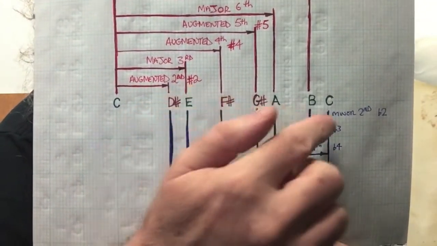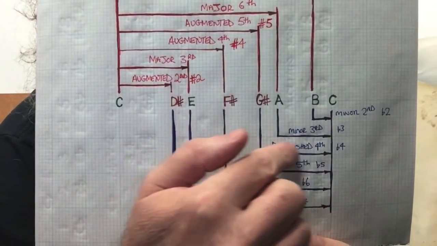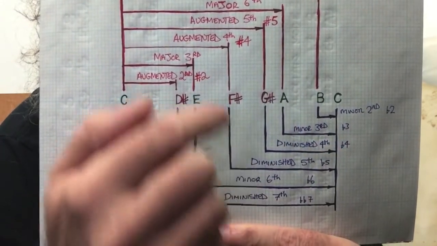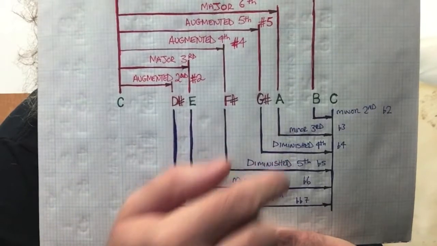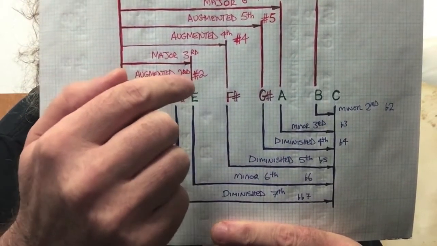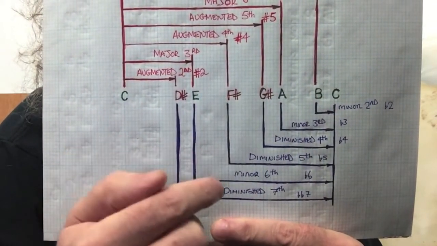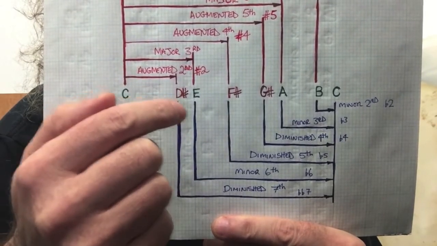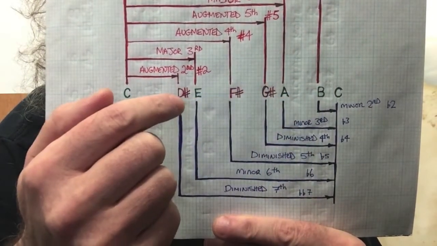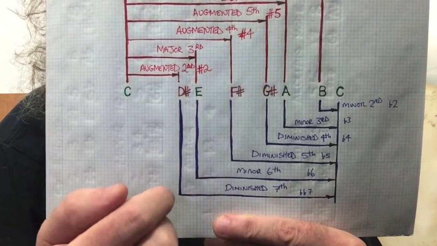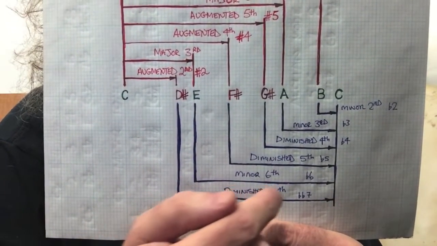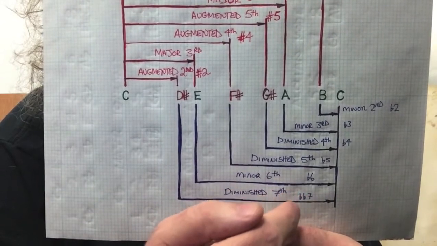G sharp to C is a diminished fourth or a flat 4. F sharp to C is a diminished fifth or flat 5. E to C is a minor 6, and D sharp to C, now this is interesting because we've got an augmented second. Here we have a diminished 7, which is a double flat 7.